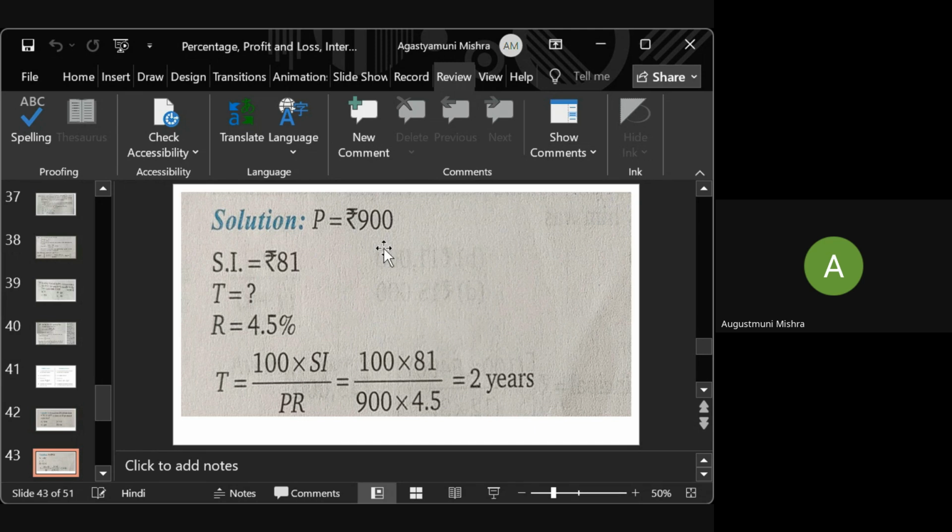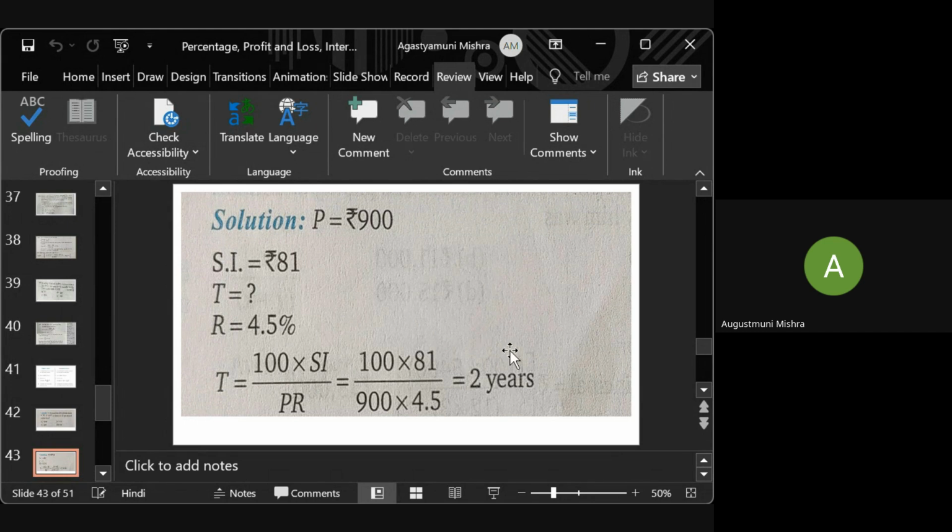So P is 900, SI is 81, T is unknown, rate is 4.5. So you have to just shift that simple interest equals P into R into T upon 100. You have to just shift all that to find out time. So you will get the time, that is 2 years.